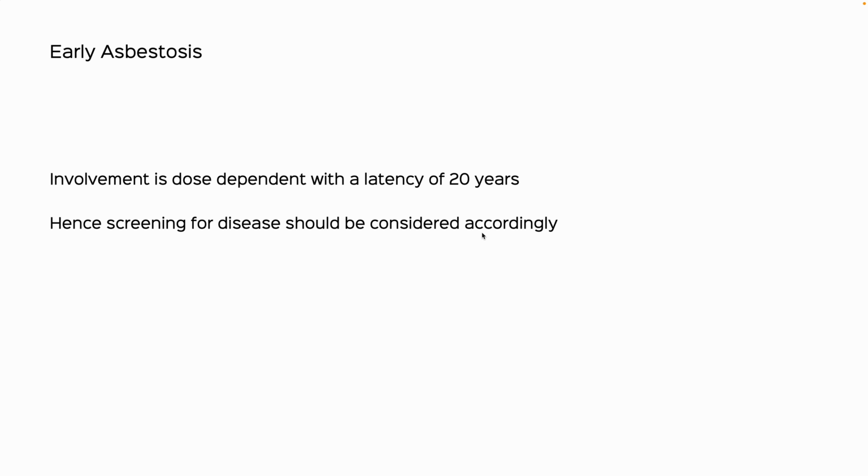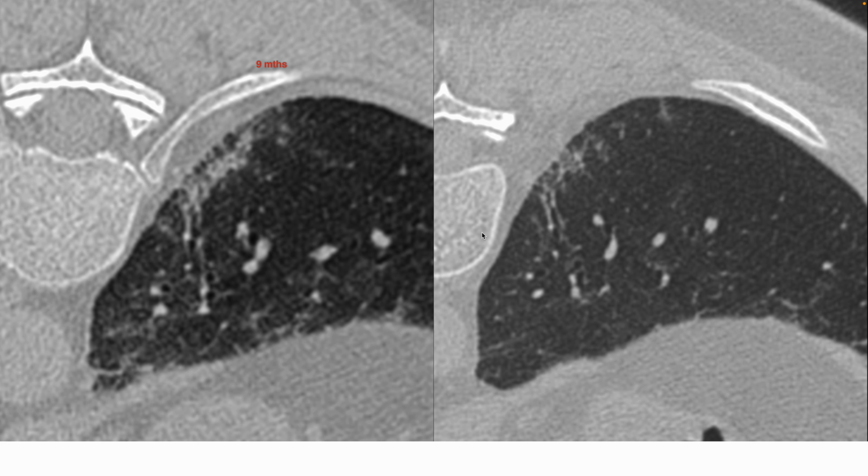Involvement is dose dependent with a latency of 20 years, and so screening for disease should be considered based upon the first year of exposure and then take it from there. This patient has had progression over 9 months. These are 3 millimeter minIPs, just to show the intralobular core lines, the interlobular septal thickening. So basically, the reticular opacity is very well seen, and the fact that you get these subpleural band-like structures.